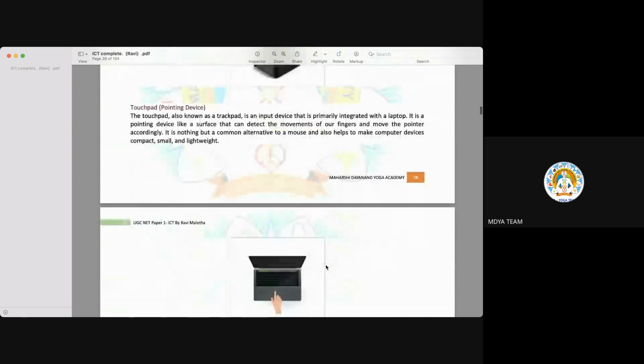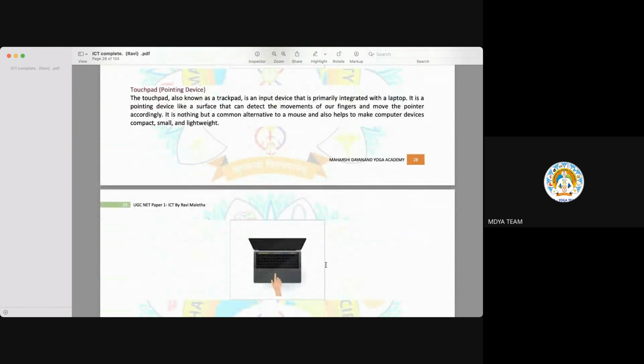Then there is a touchpad. Touchpad we also use very frequently nowadays when you use your laptops or your mobile phones. So this touchpad is also a trackpad, you can say, because it is primarily integrated with laptops, and it is a pointing device like a surface that can detect the movement of your finger. So with the help of your finger movement, you can control the movement of the cursor or pointer accordingly.